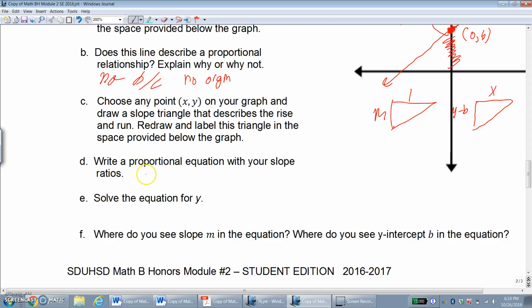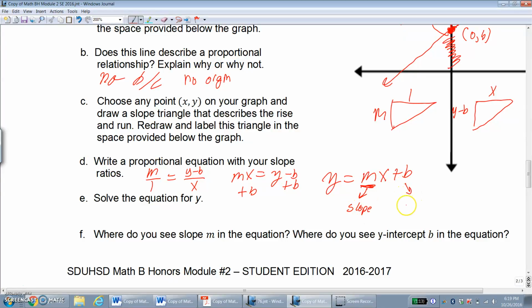So I'm going to have m over 1, and that's going to be equal to my rise over run with my other values, which is y minus b all over x. This is going to give me now mx is equal to y minus b. And I'm going to add b to both sides to get the m by itself. And that'll give me y all by itself, and that's equivalent to m times x plus b. Where remember, m is the slope, and b is the y-axis, y-intercept.